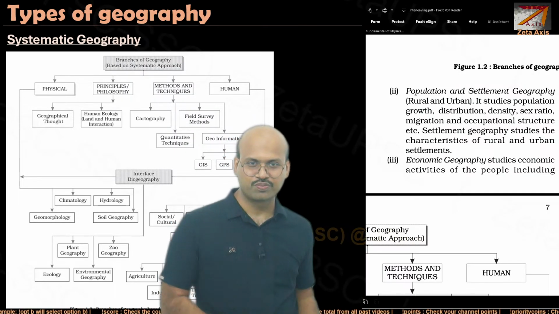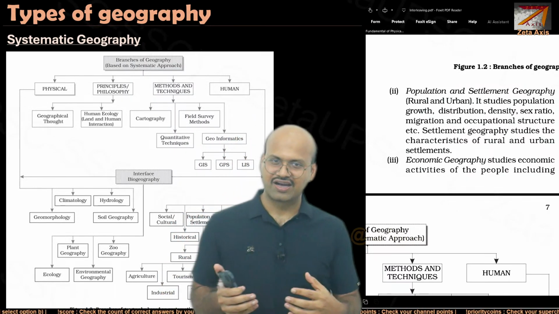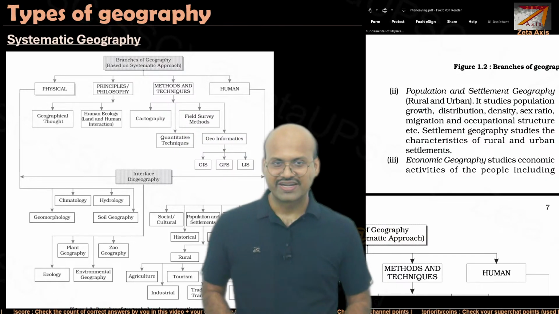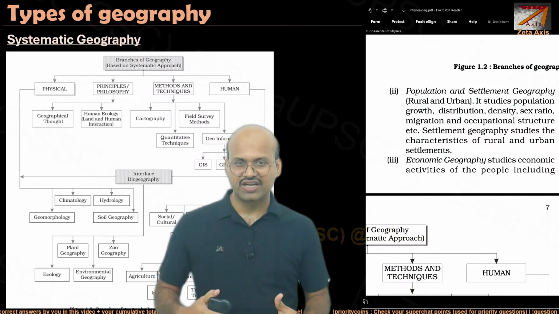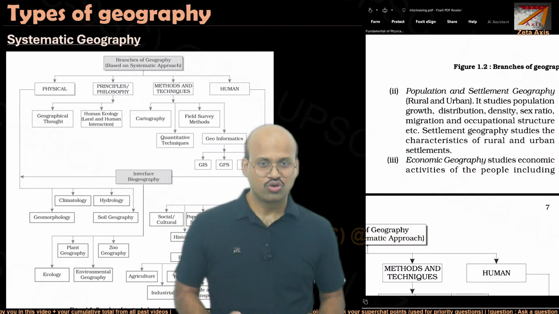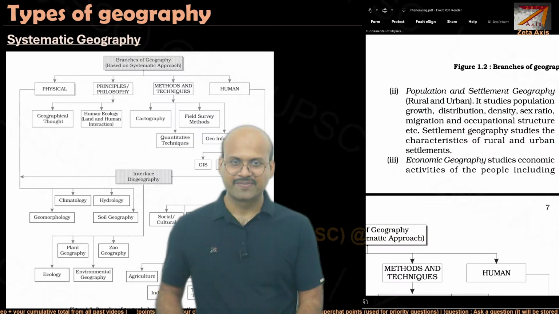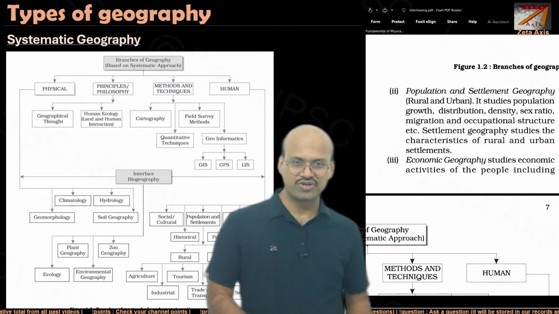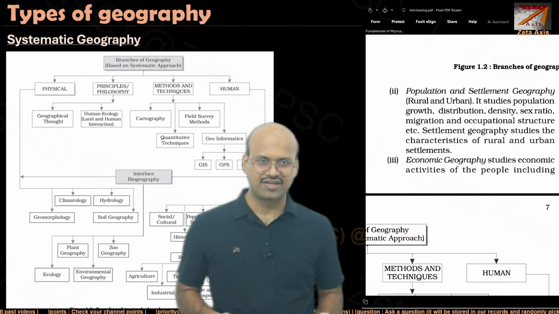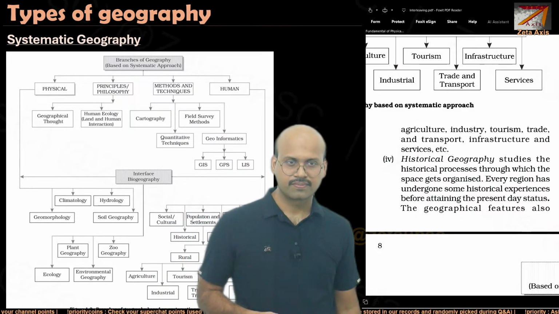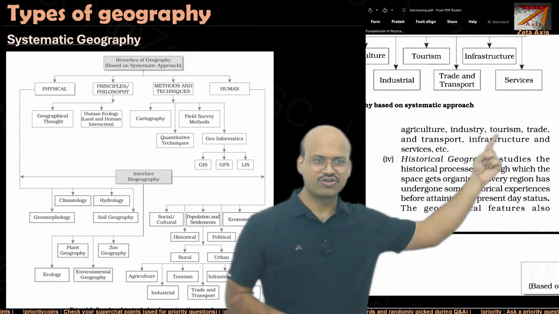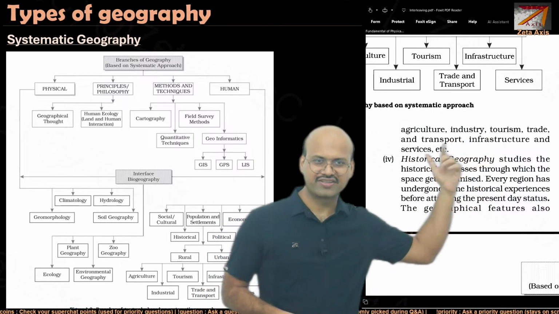When you go to Jodhpur, they have a very different type of atmosphere, very different type of climate. So they will have very different types of occupations over there. Tourism is one important thing which is there, so there will be people involved in tourism. All these occupations you study in economic geography. Agriculture, industry, tourism, trade, transport, all these things.